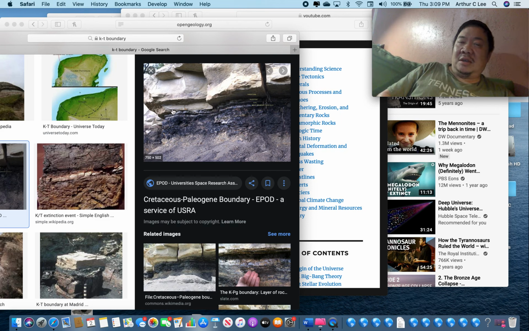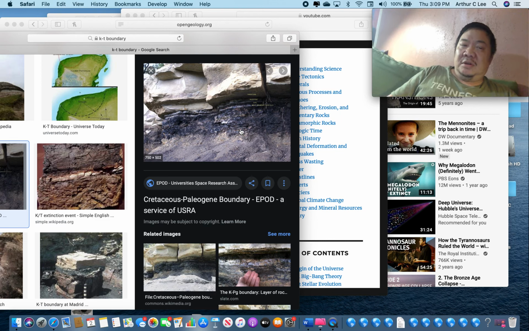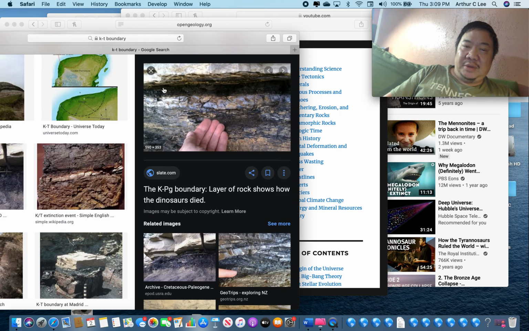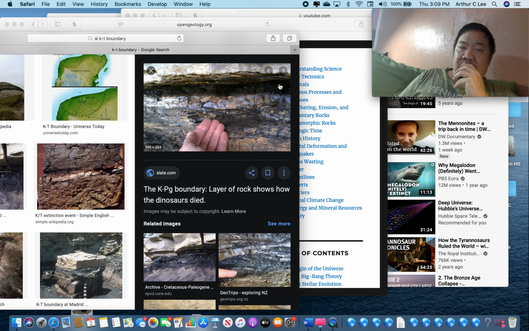In the rocks above the KT boundary, there are no dinosaurs. That means you're in the Cenozoic era. And the darker rocks beneath the KT boundary are chock full of dinosaurs. So if we want to figure out what caused the dinosaurs to become extinct, we need to look at that exact moment when it occurred 65 million years ago.